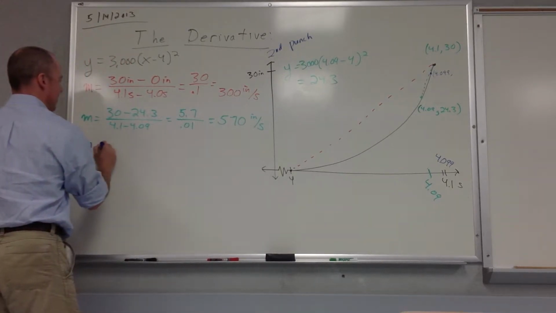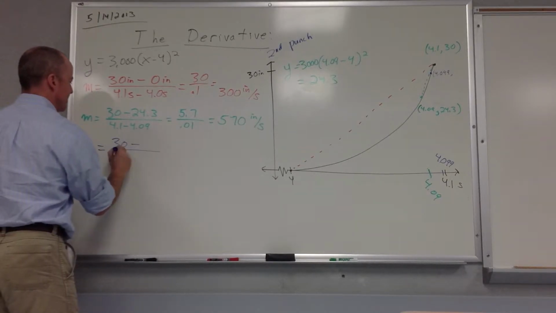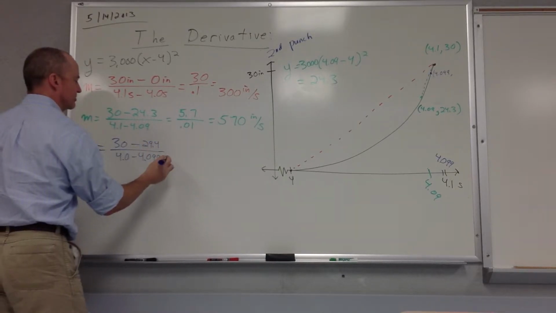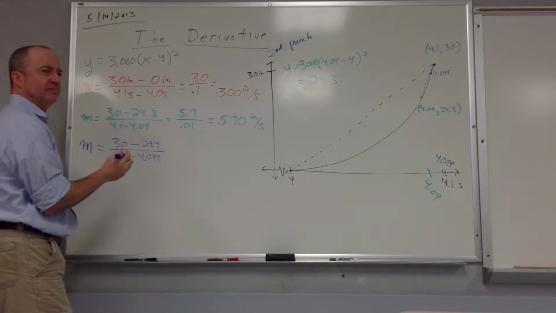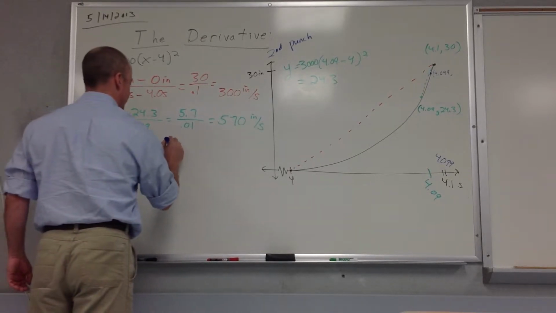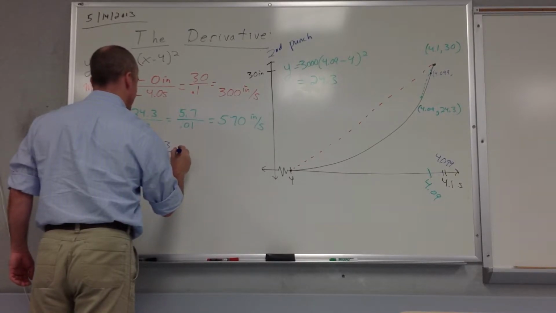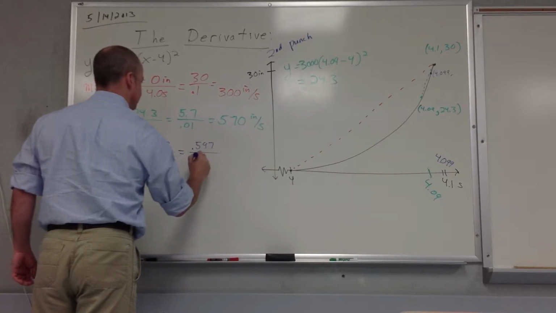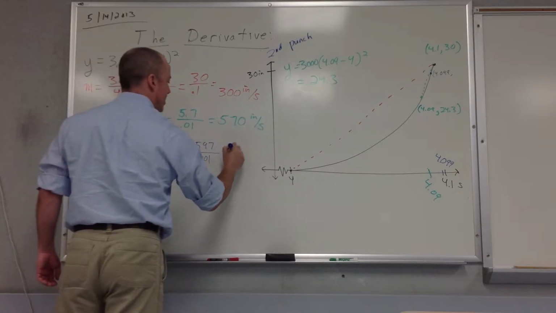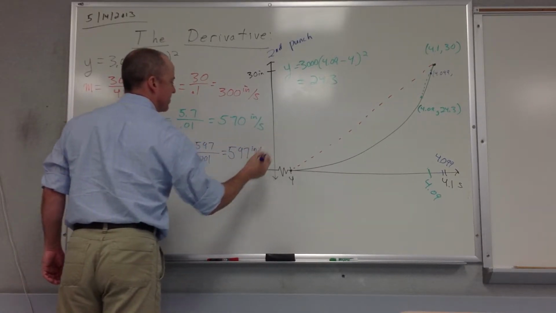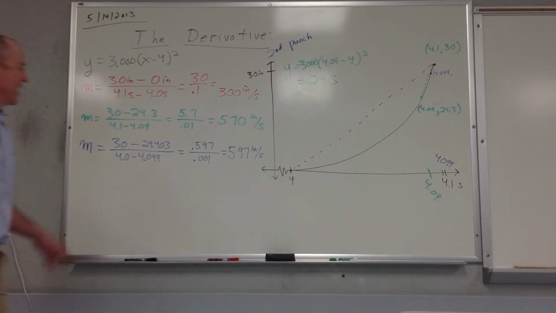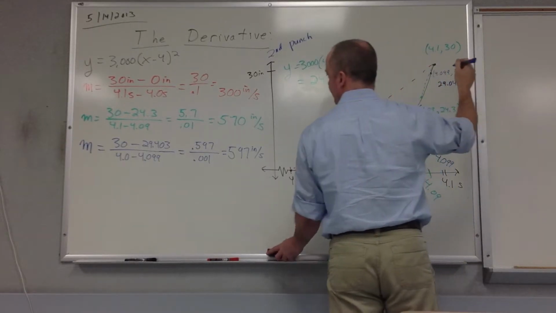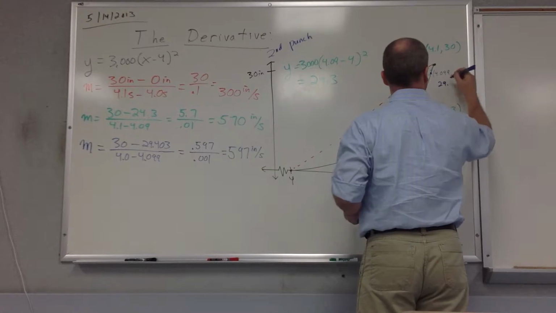What's the slope of this secant line? 30 minus something. 4.1 minus 4.099. 29.4. Can you go out a few more decimals for that? 03. 03? Okay. 29.403. So this is going to get me 0.597 over 0.001, or 597 inches per second.